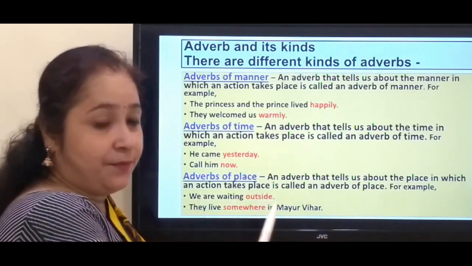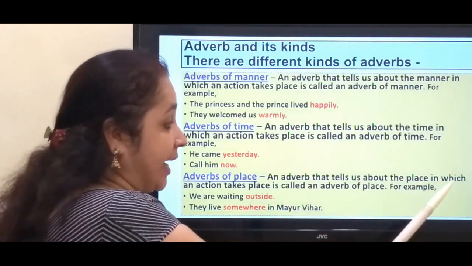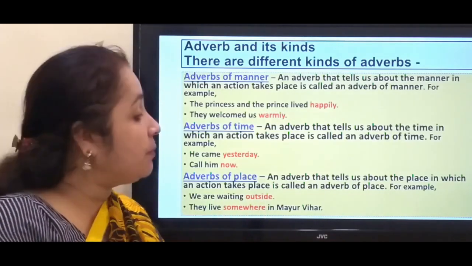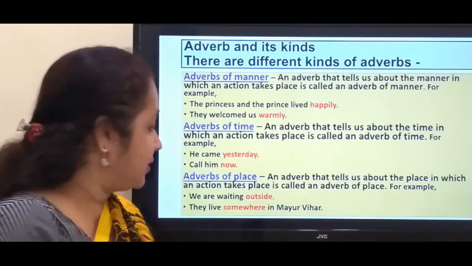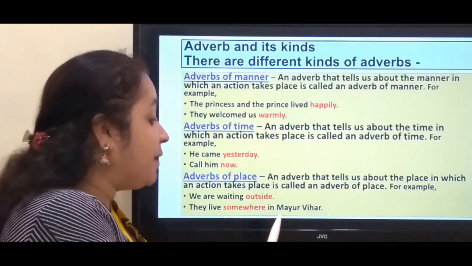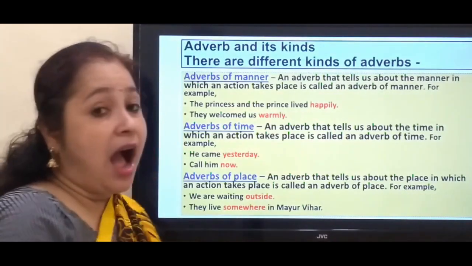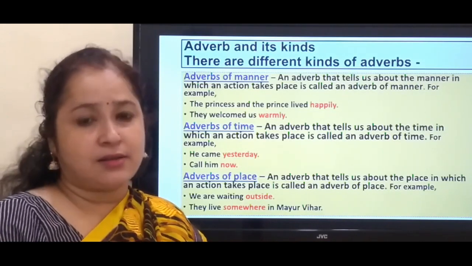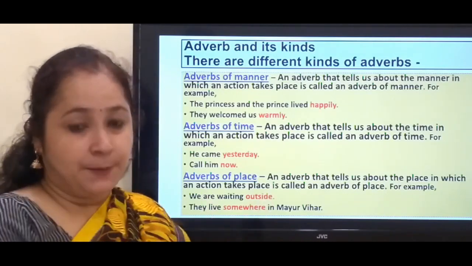Adverbs of place. An adverb that tells us about the place in which an action takes place is called an adverb of place. Let us understand with the help of these examples. We are waiting outside. They live somewhere in Mayur Vihar. So students, here outside and somewhere are the words that tell us about the place where the action occurs. So these are examples of adverbs of place.